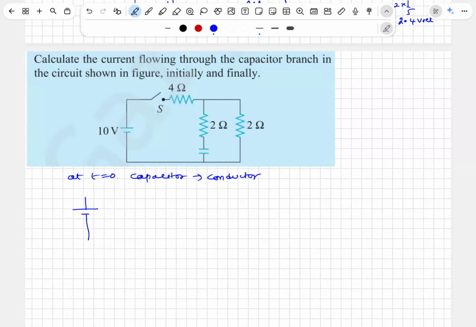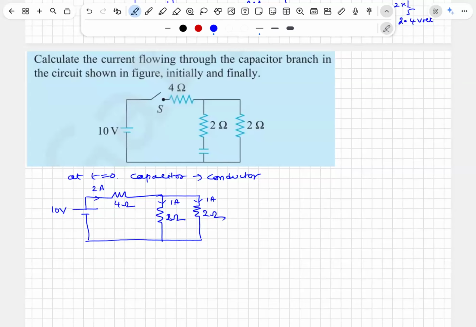So this is a 10 volt, 4 ohm, 1 ohm, sorry, 2 ohm, 2 ohm. That's the circuit. Totally 5 ohms. So current drawn is 2 amps. So 1 ampere goes here and another 1 ampere goes here. As t tends to infinite, capacitor behaves like open circuit.